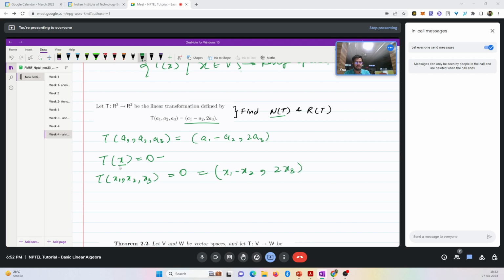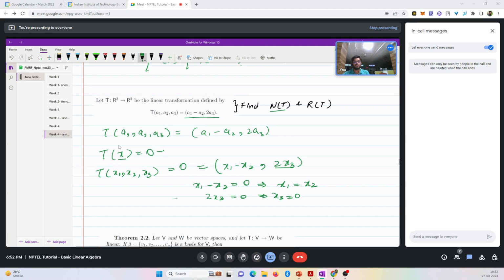Now, how can we make a vector 0? If all of its elements are 0, then the vector would be called a 0 vector, right? So if you want to make the first entry 0, what would it give us? It would give us x1 is equal to x2, and 2x3 is equal to 0. This would mean x3 is 0.